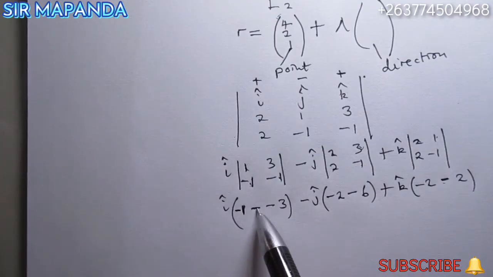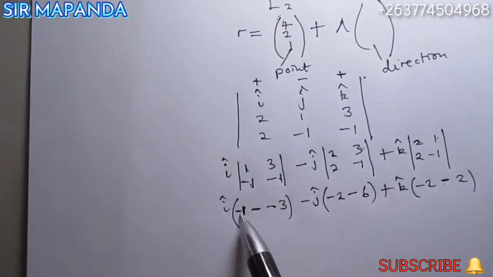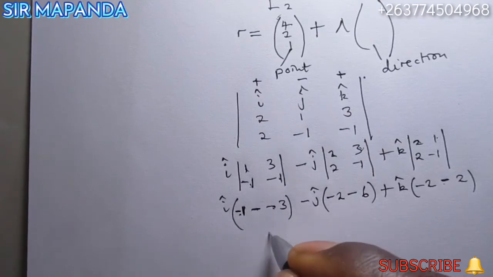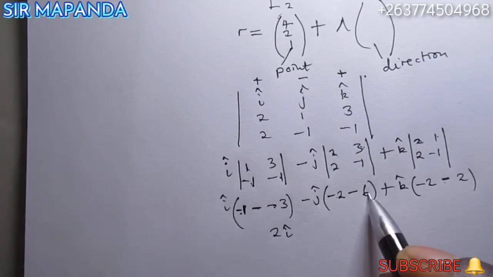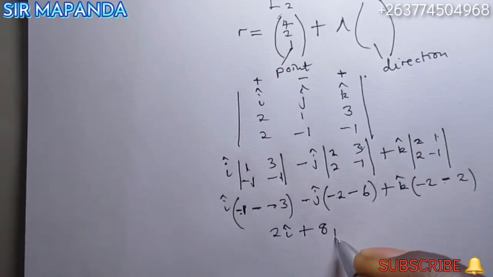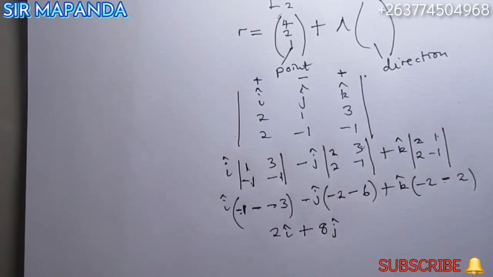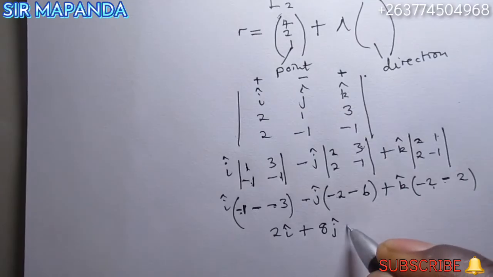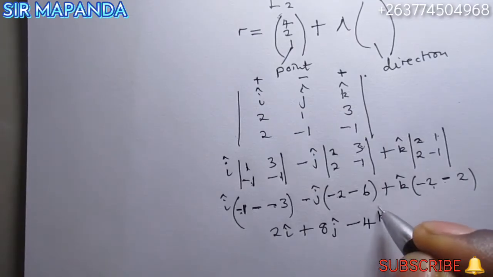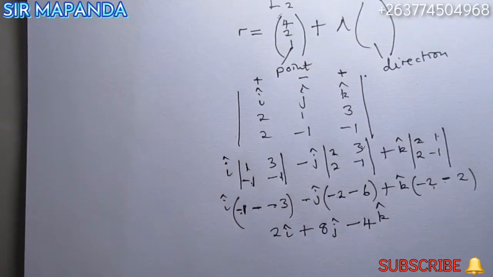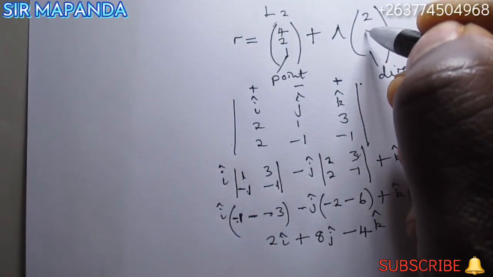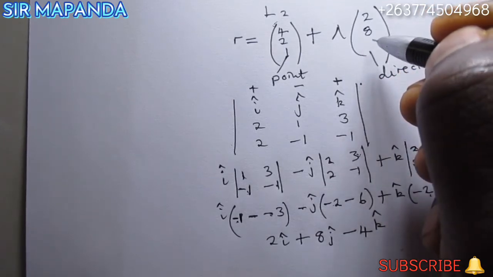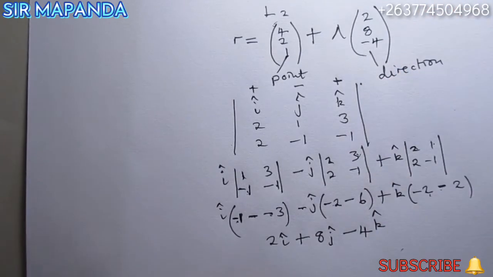So now we have negative and negative, which gives us a plus. -1 plus 3 is 2. So you write 2i, right? Then -2 minus 6, you get -8. With this negative, it produces 8j. Something like this. -2 minus 2, you get -4. So this is -4k. And this is not the normal vector, this is the direction actually of L2. So you write 2, this one you put 8, and this one you put -4. I hope you are following class.